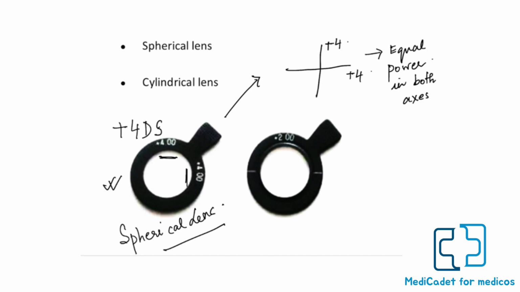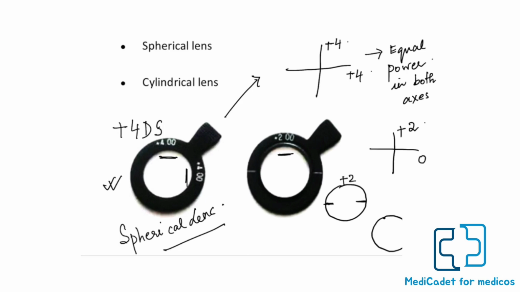Okay, now look at the second picture. This is a cylindrical lens. Now what do I mean when I say cylindrical lens? Look here. Here we have +2 written in this axis, but in the other axis nothing is written, only a line is there. So basically these lenses look something like this. There is a +2 or some number written here, and here there is just a line. So what does this mean? It means that the cylindrical lens will have power only in one axis and the other axis will not have any power.